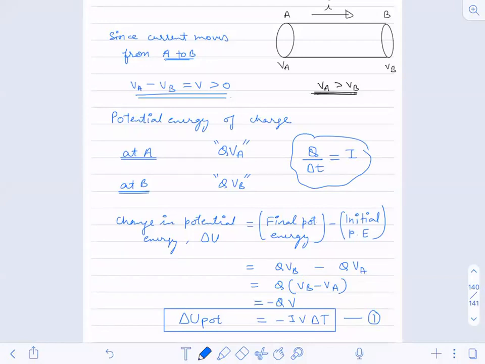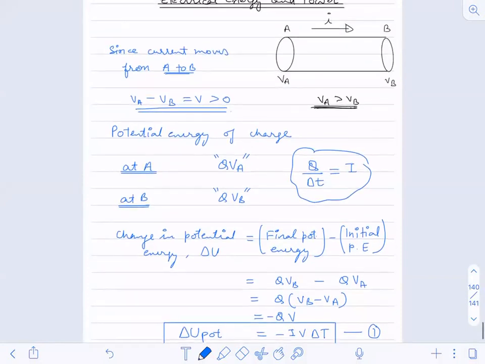Now, if this is the change in potential energy, this is only responsible for the change in kinetic energy. Now just try to understand one thing.